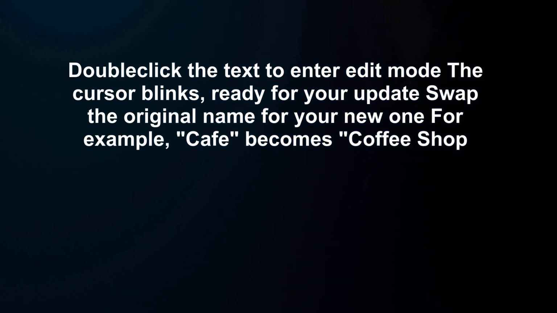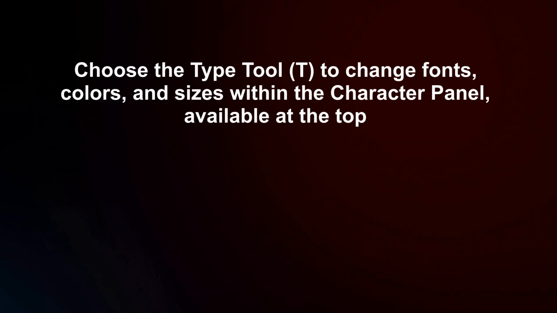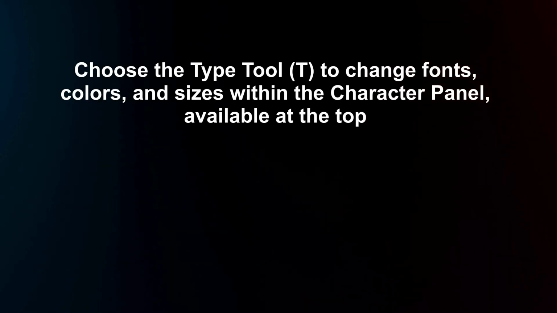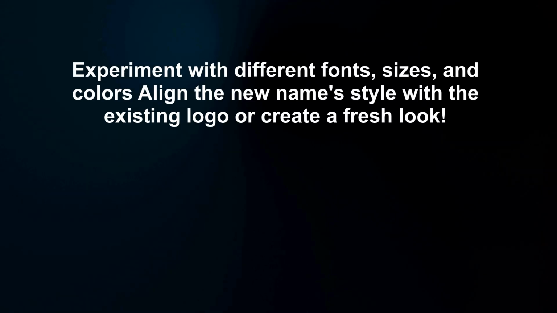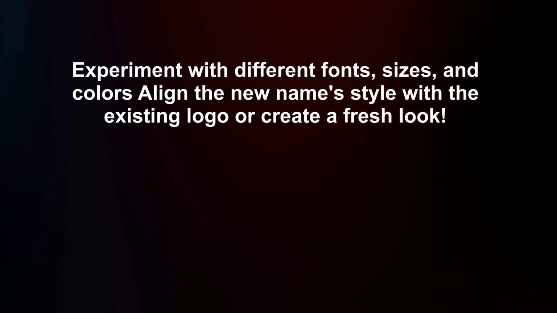Swap the original name for your new one. For example, cafe becomes coffee shop. Choose the Type tool T to change fonts, colors, and sizes within the character panel, available at the top. Experiment with different fonts, sizes, and colors. Align the new name style with the existing logo or create a fresh look.